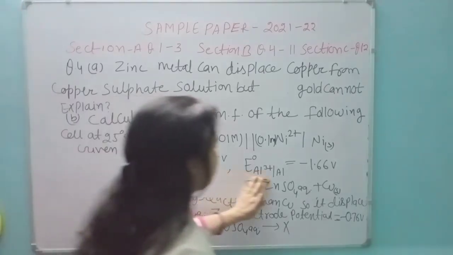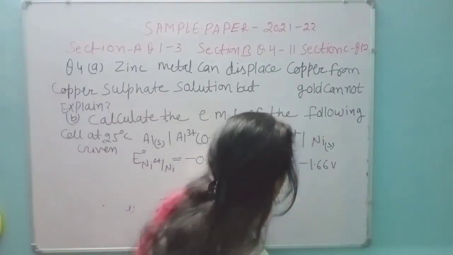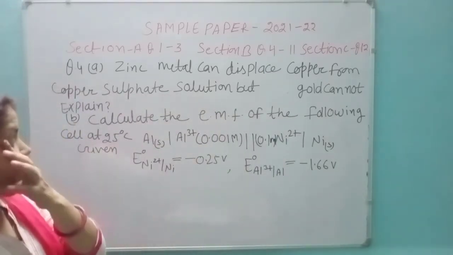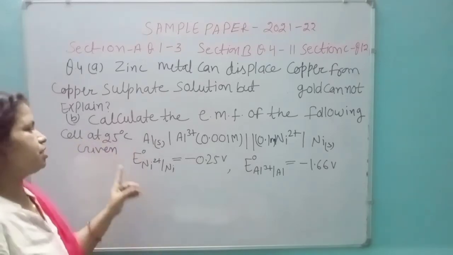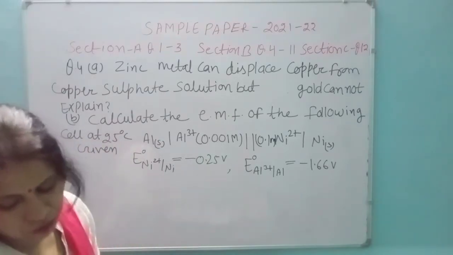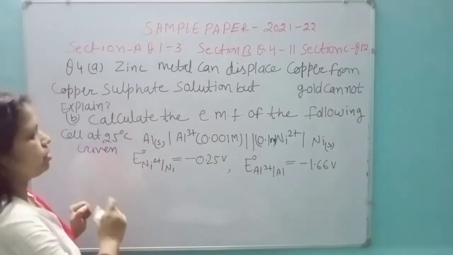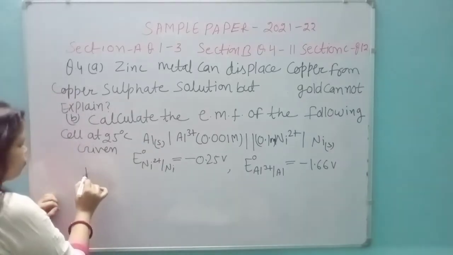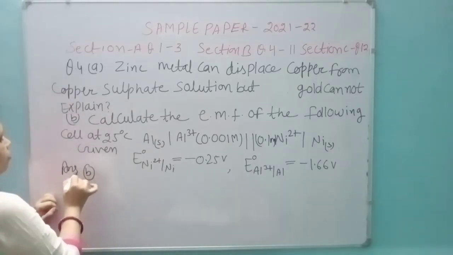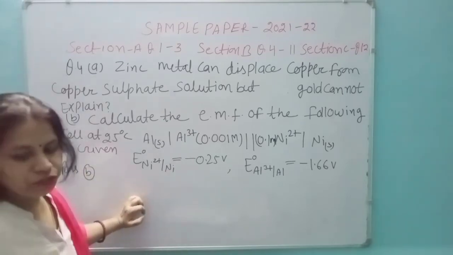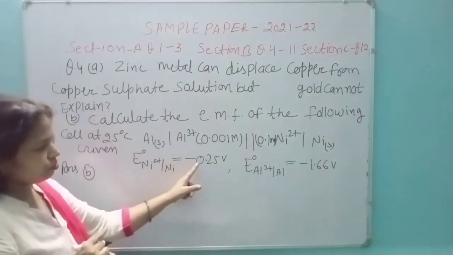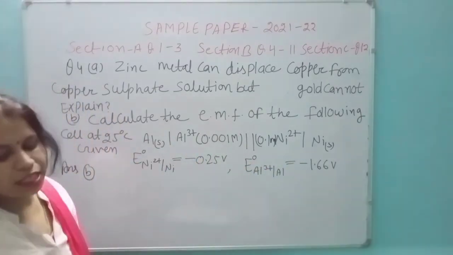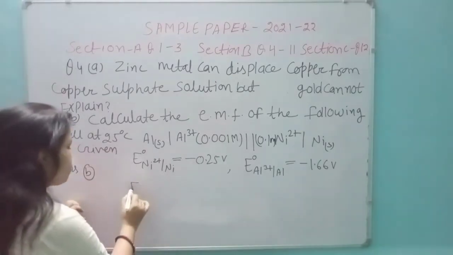Now the next question, the second question, B part. Write down the second question: calculate the EMF of the following cell at 25 degrees Celsius. So how do we write the Nernst equation? Before writing the Nernst equation, how do you have to solve it? Solution B, answer B. First, given are 0.25 and 1.66 volt. So what is the E cell potential? The standard E cell potential we can calculate here.